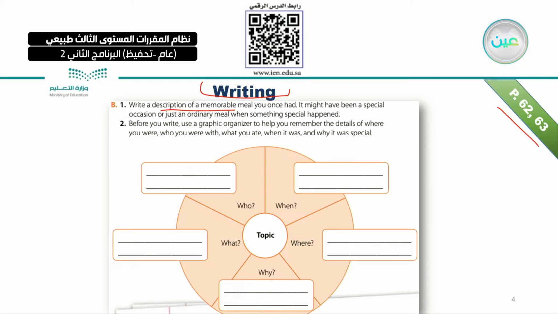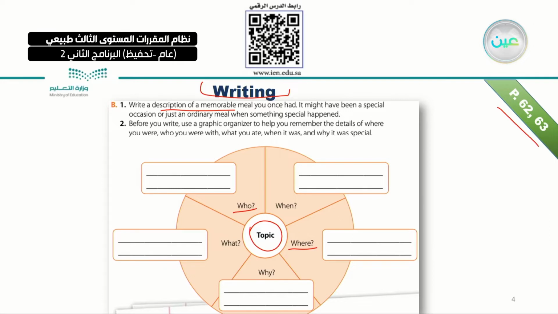Before you write, use this graphic organizer about the topic. You should write the topic first. Then this organizer will help you remember the details of where you were, I'm talking about where, then who you were with, talking about people.